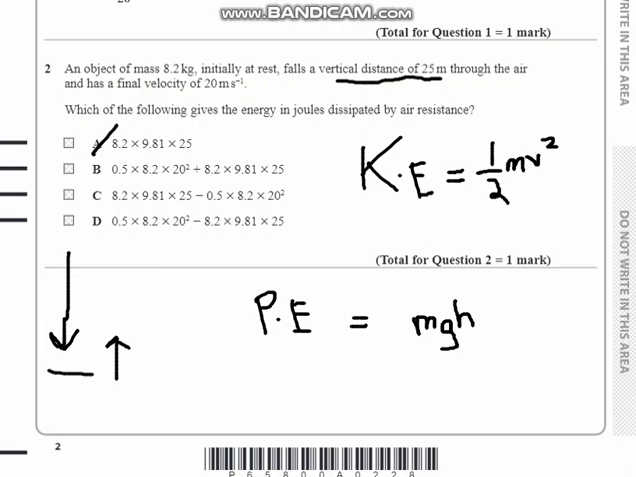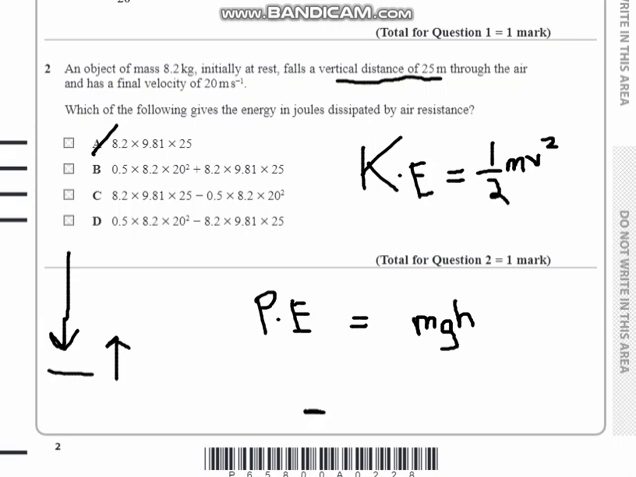If we talk about B, they are adding both of the terms, kinetic energy and potential energy, that we don't want. We want the dissipated energy, which means the difference. So what we'll do is we'll subtract here.